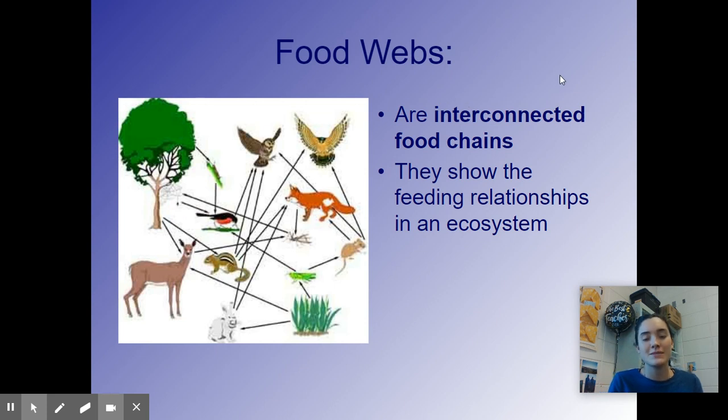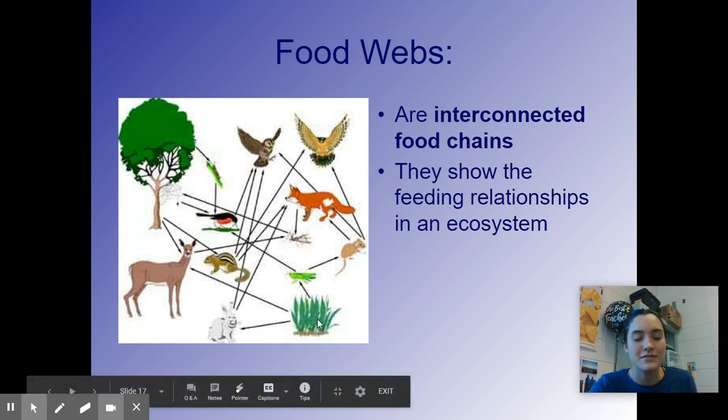And then we talked about food webs. So food webs are interconnected food chains. So it's a bunch of food chains put together. They show the feeding relationship in an ecosystem. And we went through one of these on our last video. So we have the tree here, which this tree's energy started with the sun, and then this deer eats the tree, the squirrel eats the tree, we got a little spider here too. So this bird is eating the spider. So all of these are interconnected.